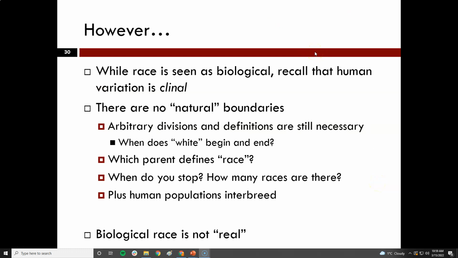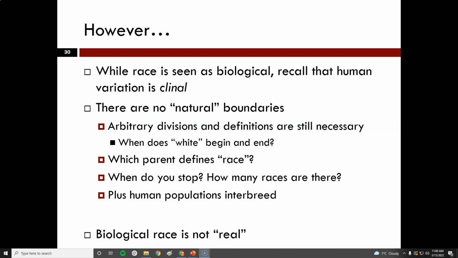So again, this is what I wanted to emphasize, that while we tend to perceive of race as being biological in nature, because our variation is clinal, there are not these natural boundaries between us, right? The divisions that we make, for example, on things like skin color, are arbitrary, right? And they often reflect, again, bias that we have in our societies. The traits that we use in these classification systems are also arbitrary.